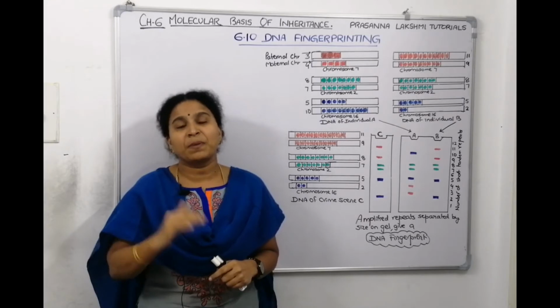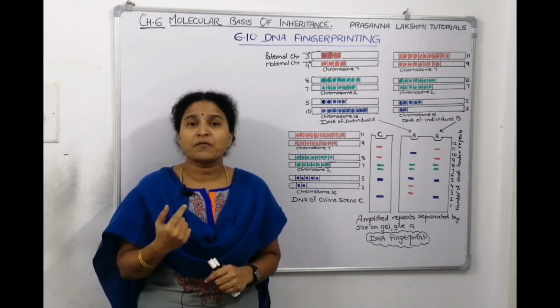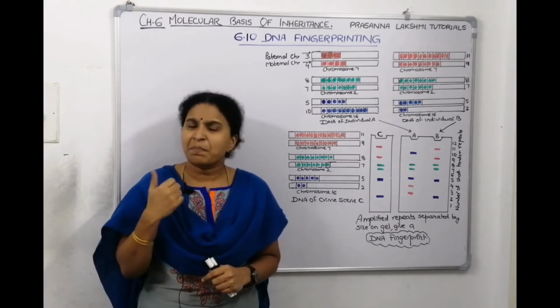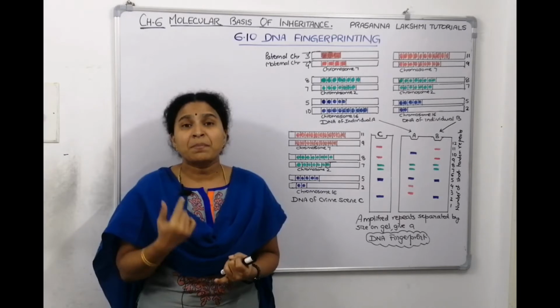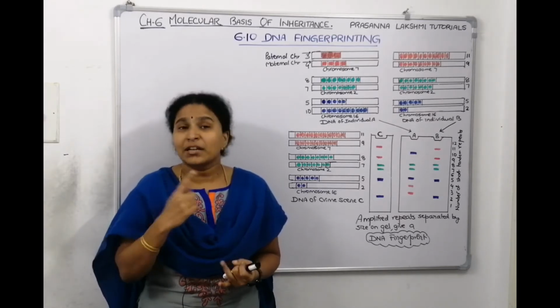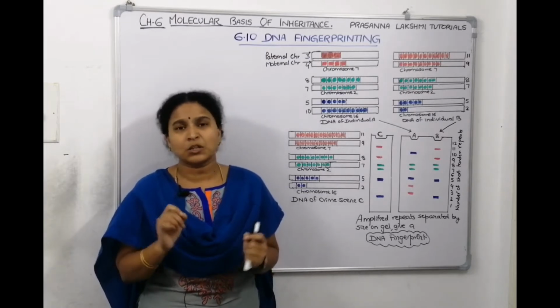And then I tried to explain what is polymorphism. We are telling polymorphism is the main basis, or the main principle, behind DNA fingerprinting technology, and polymorphism is the main principle behind genetic mapping also. Now, we need to understand and define what is polymorphism.